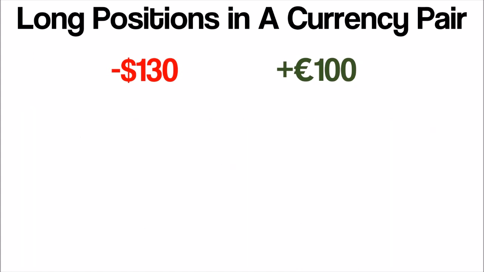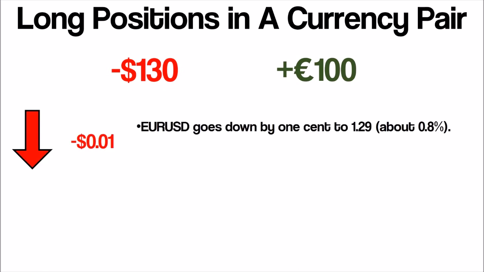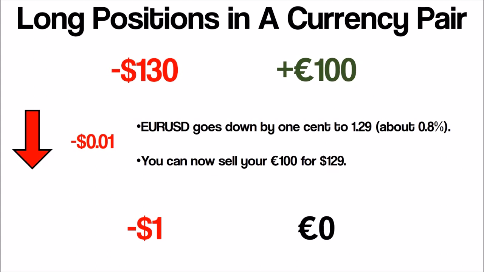And let's consider a similar situation where euro dollar goes down. So say it goes down by 1 cent to 1.29. You can now sell these 100 euros you have, but you'd only get $129 for them. So if you put these values back into your account, you'll be left overdrawn $1 in your US dollar account, so you've lost $1 there.